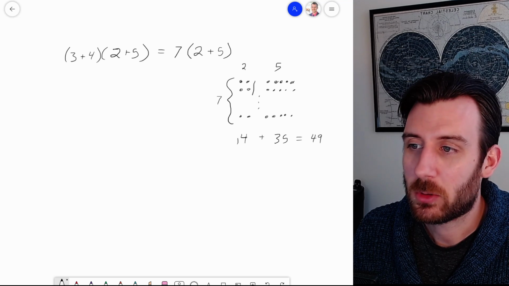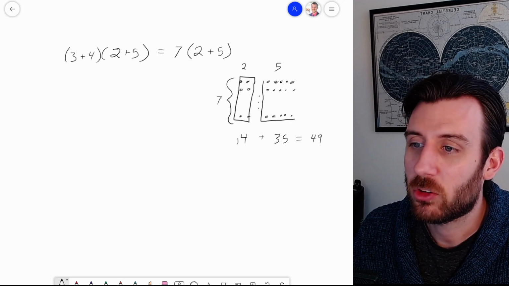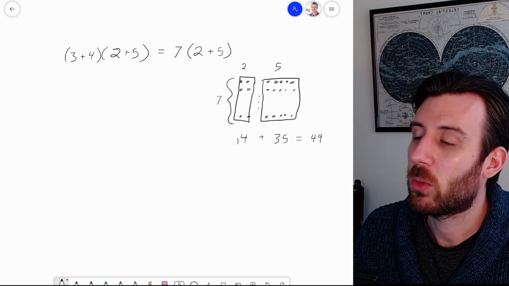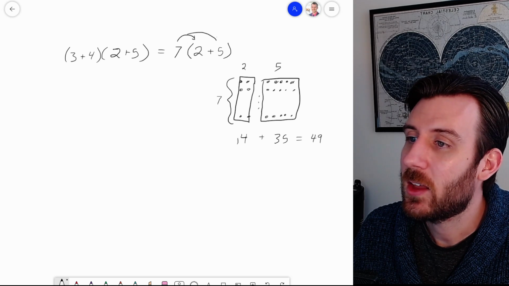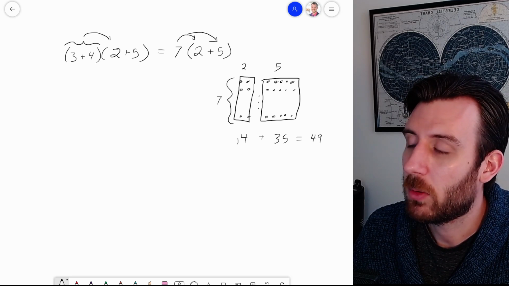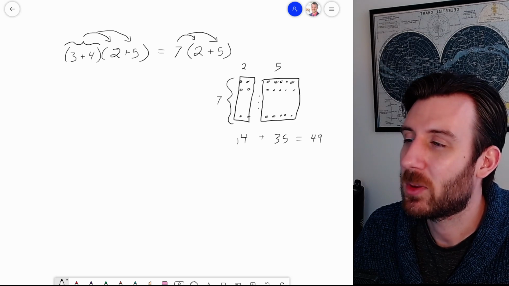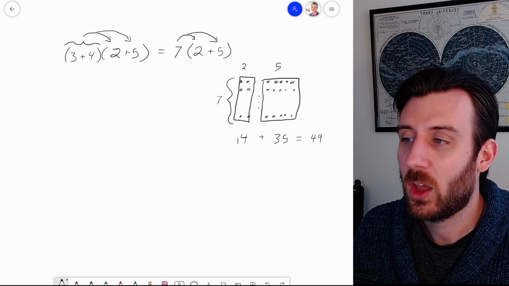But is this the only way we could look at it? No, we could look at it in a completely different way. Maybe we know about foiling or distributing. That's the situation where we say, instead of taking the 7 and rippling it through, maybe instead we could have just taken the entire 3 plus 4 and rippled it through. We could ripple that to the 2 and ripple that to the 5, because now what we're saying is that I want 3 and 4 groups of 2 plus 5.